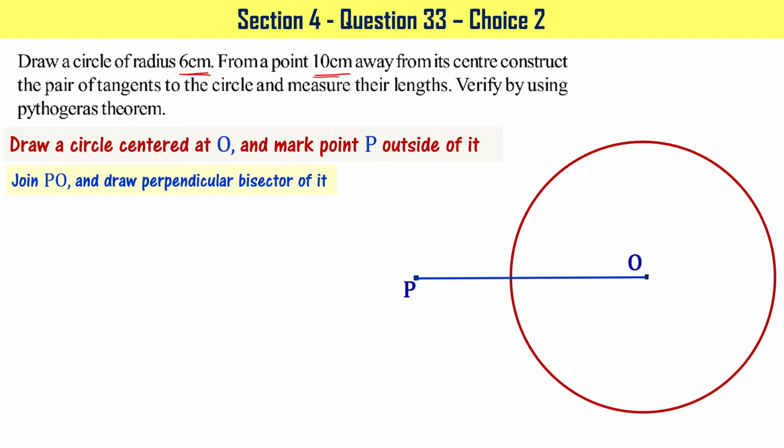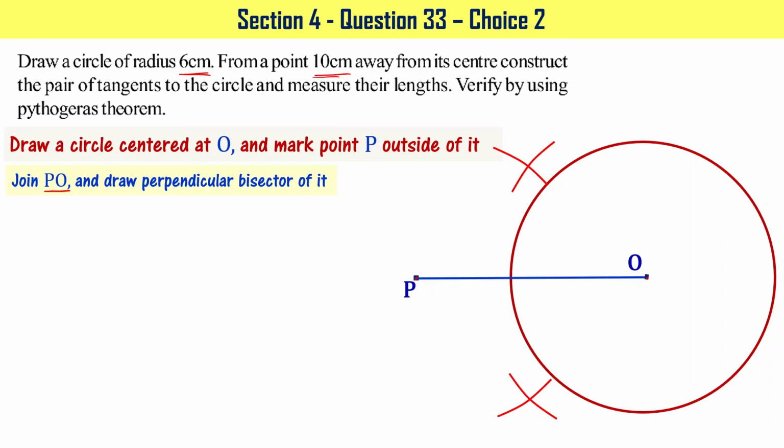Now let's draw a perpendicular bisector to line PO. When I say perpendicular bisector, it means I want to divide this into two equal parts. How do I do it? With the help of a compass we can do it. Let's say you keep the needle of your compass at point P and draw two arcs as shown here. Without disturbing the position of the compass, you simply take the needle onto O now and draw two more arcs.